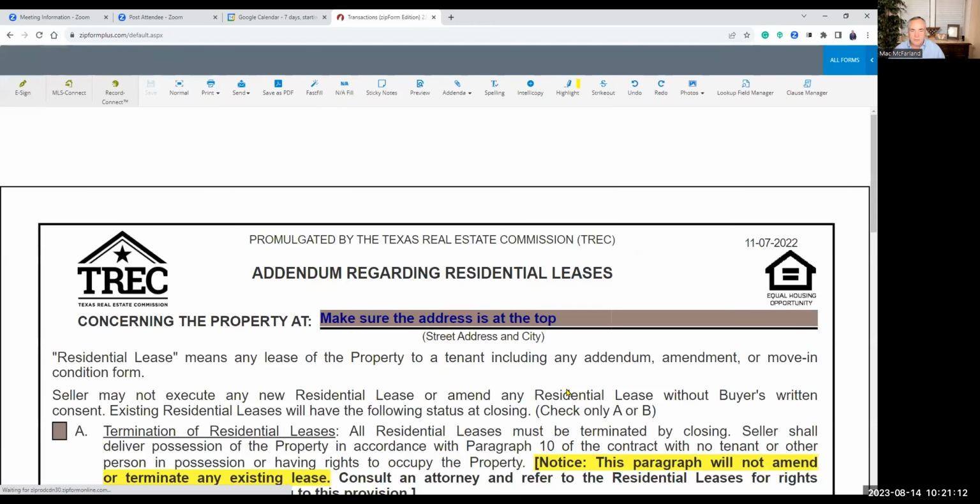Addendum regarding residential leases. This is the one that should be attached to the 1 to 4 family. And remember, attached means we mark that little box on the back. This is the one that should be attached to the 1 to 4 family if there's a lease on the property that's being bought or sold, right? We need to make sure this is there.